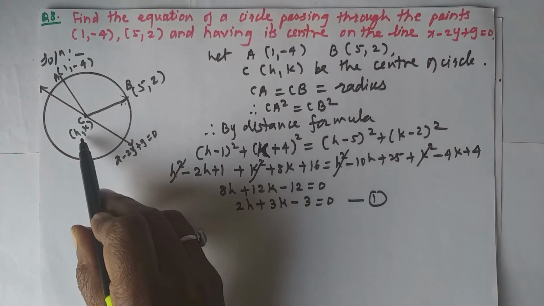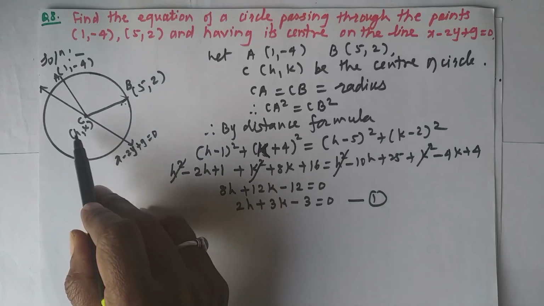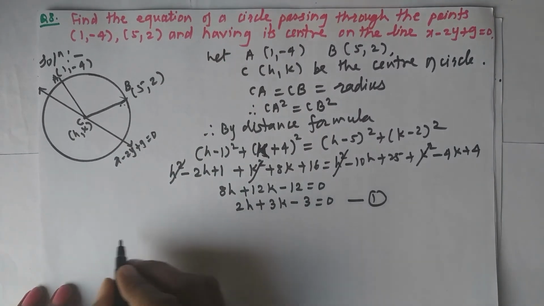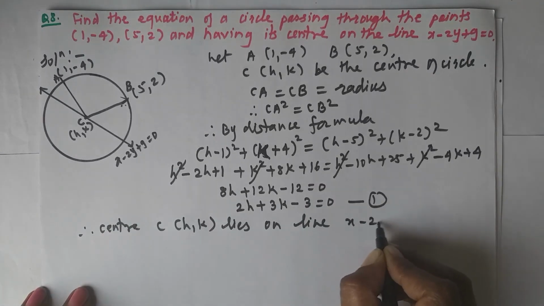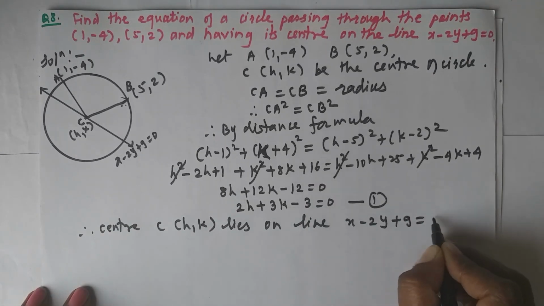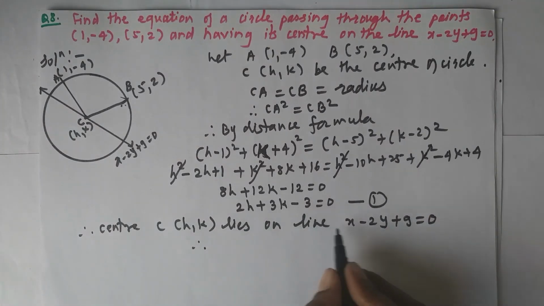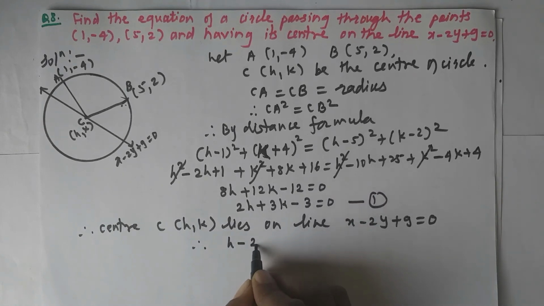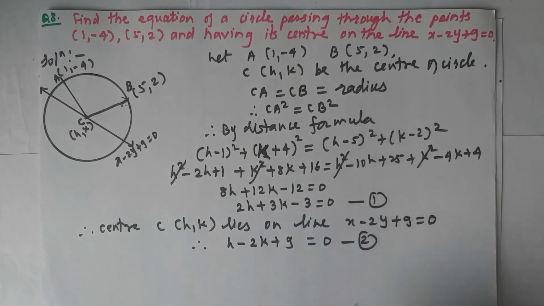Now this center h, k lies on this line. Means these coordinates h and k will satisfy the equation of line. Therefore, you write down: center lies on line x minus 2y plus 9 is equal to 0. Therefore, it satisfies the equation of line. Put the value of x as h and value of y as k. Therefore, the equation of line becomes h minus 2k plus 9 is equal to 0. And I will get the second equation.